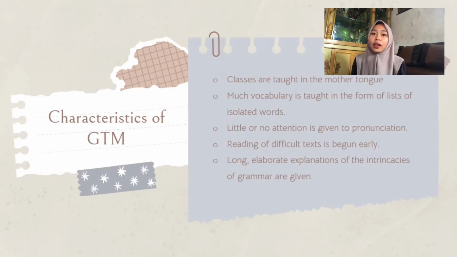Okay, next, about the characteristics of GTM, or grammar translation method. There are 5 characteristics of GTM. The first is that classes are taught in the mother tongue. Much vocabulary is taught in the form of lists of isolated words. Third, little or no attention is given to pronunciation. Fourth, reading of difficult texts begins early. And the last, long elaborate explanations of the intricate cases of grammar are given.